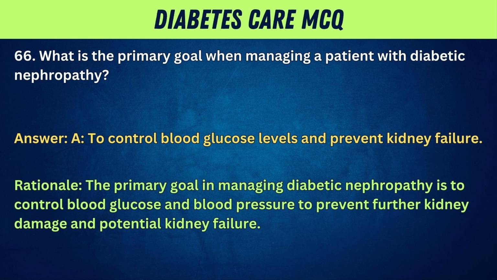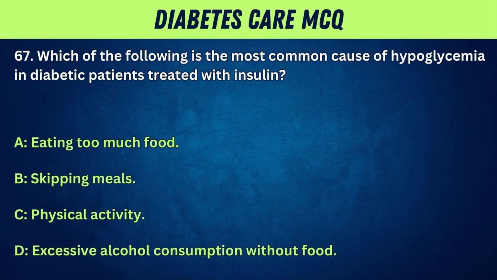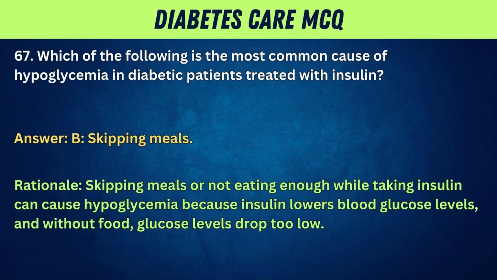Rationale: The primary goal in managing diabetic nephropathy is to control blood glucose and blood pressure to prevent further kidney damage and potential kidney failure. 67. Which of the following is the most common cause of hypoglycemia in diabetic patients treated with insulin? A. Eating too much food. B. Skipping meals. C. Physical activity. D. Excessive alcohol consumption without food. Answer: B. Skipping meals. Rationale: Skipping meals or not eating enough while taking insulin can cause hypoglycemia because insulin lowers blood glucose levels and without food, glucose levels drop too low.